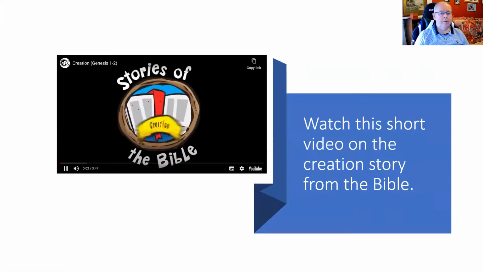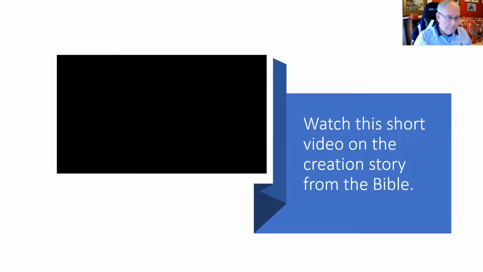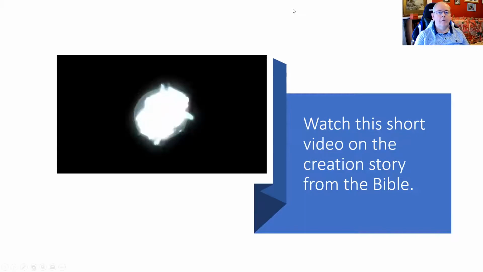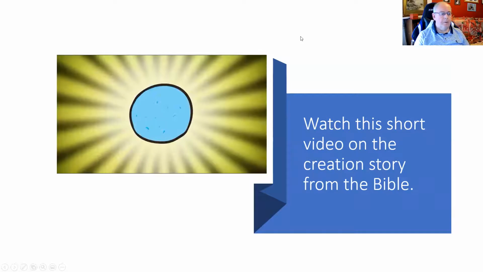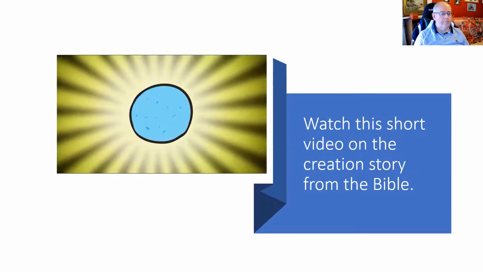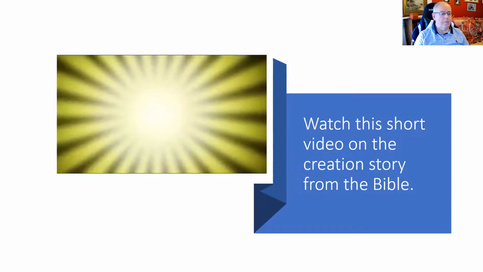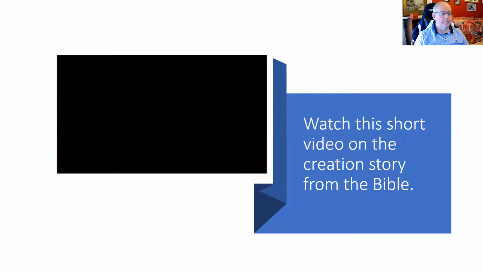Stories of the Bible. Creation. In the beginning, God created the heavens and the earth. The earth was empty, formless, and dark. But the Spirit of God was there. On the first day, God said, "Let there be light." And God saw that the light was good. Then he separated the light from the darkness. God called the light day and the darkness night.